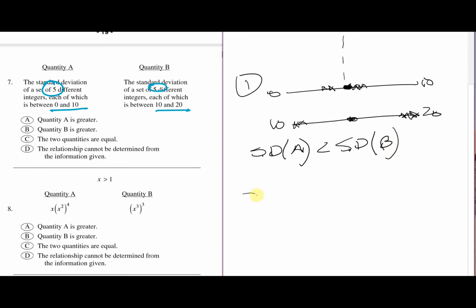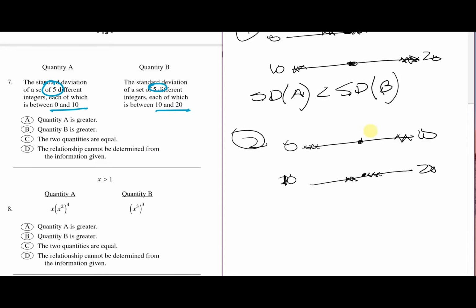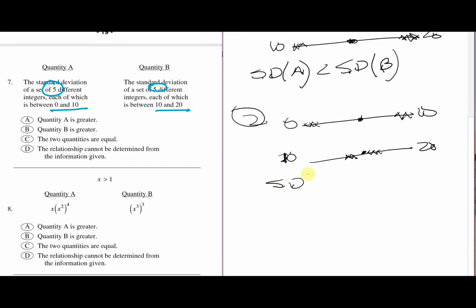Now we're going to go through scenario 2. Scenario 2, we're taking from 0 to 10. We're taking the midpoint. Let's suppose now that each of the integers in the set are spread far from the mean. And in the other case, they're spread very close to the mean. So in this case, the standard deviation of A is greater than the standard deviation of B.